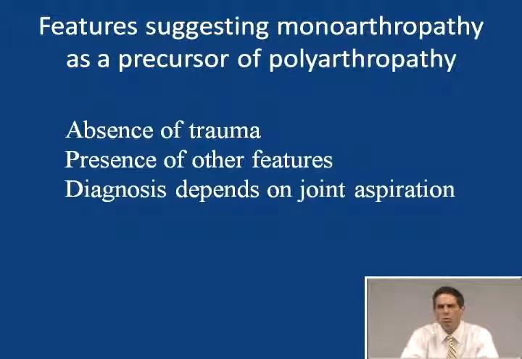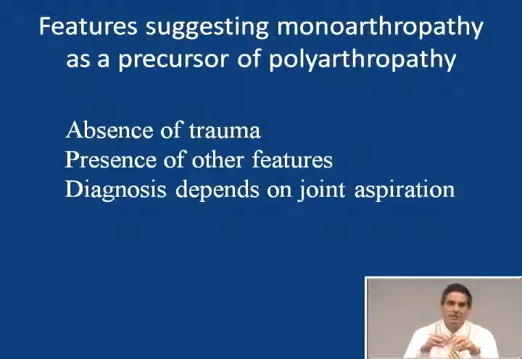Now, when should you be suspicious that the monoarthropathy you're seeing is actually the first manifestation of a polyarthropathy? Well, in the absence of trauma, a history and physical exam will usually help determine whether there are any additional features like a rash or a fever or weight loss, which suggests a systemic process that may be manifesting as a monoarthropathy. So other than trauma, infection, especially gonococcal, and crystal arthropathy, usually gout and CPPD, are the main causes of monoarthropathy.